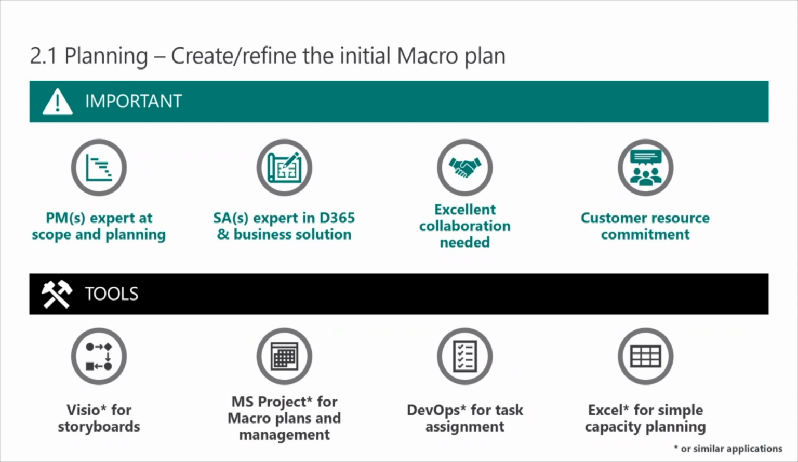Some things to remember and some thoughts on the tooling. Right? So remember that this project approach requires, and creating the macro plan requires, project management that is expert at doing the scoping and the planning. Yeah? Don't assume, because we're going to be talking about agile techniques, that there is little need for project managers or project management techniques and expertise.